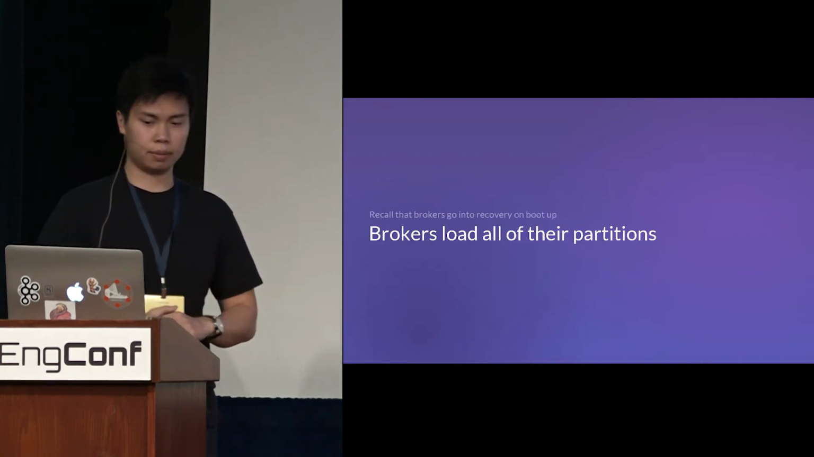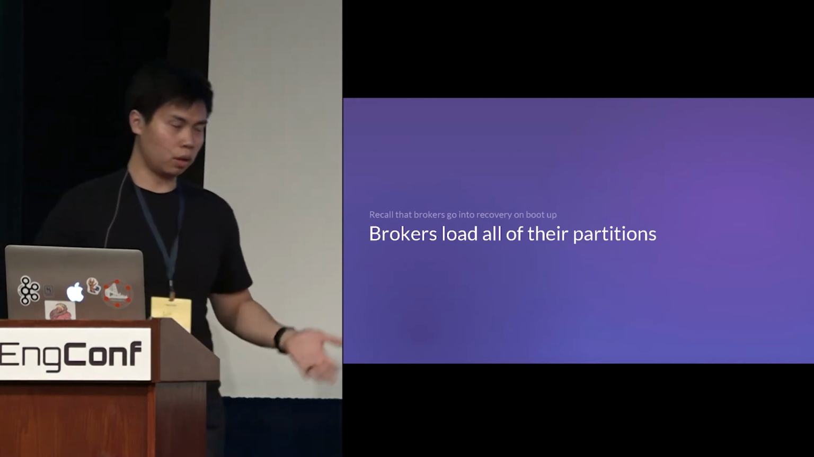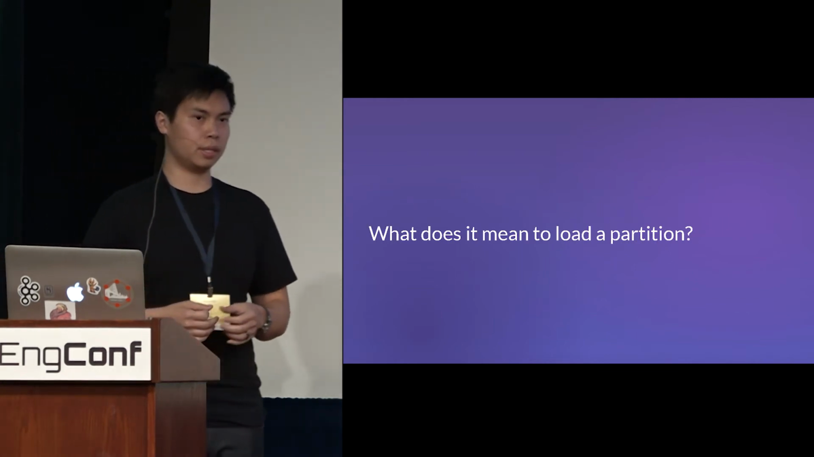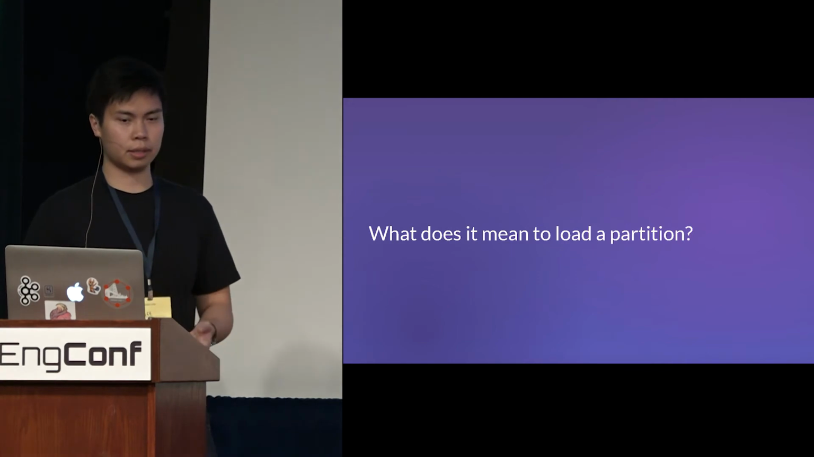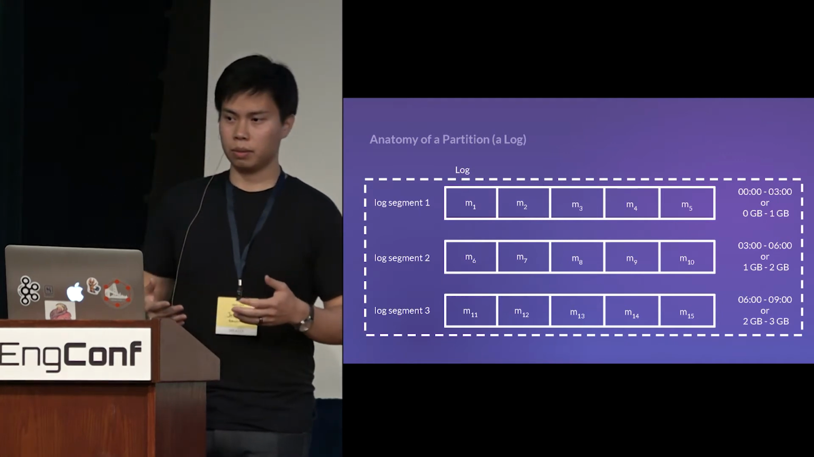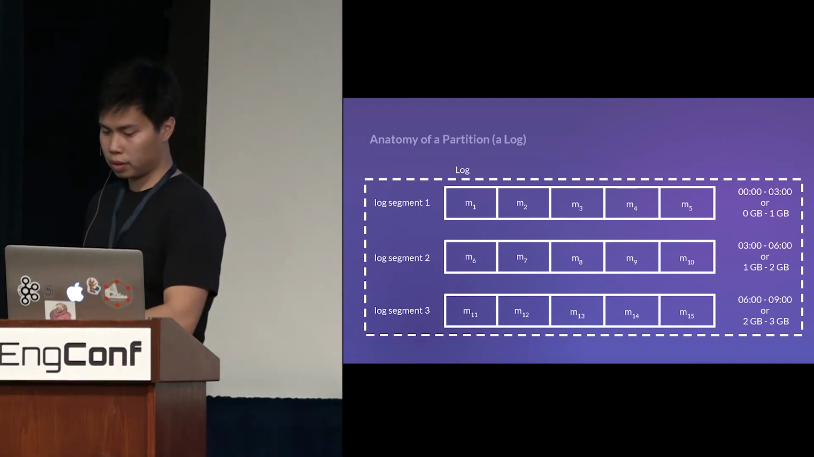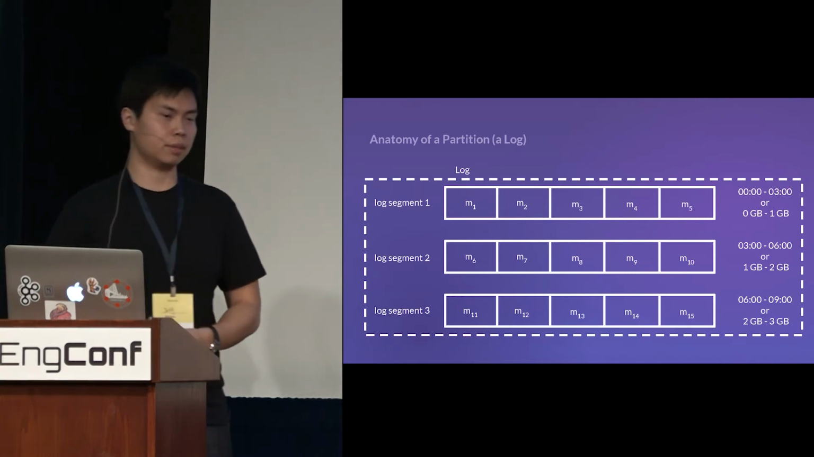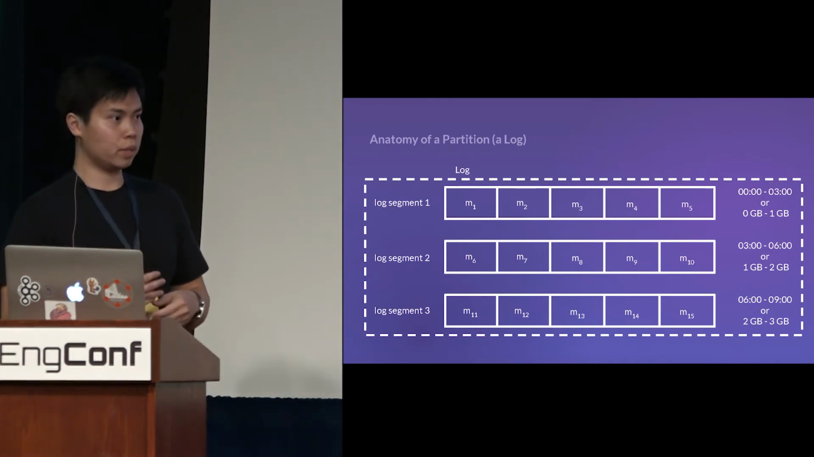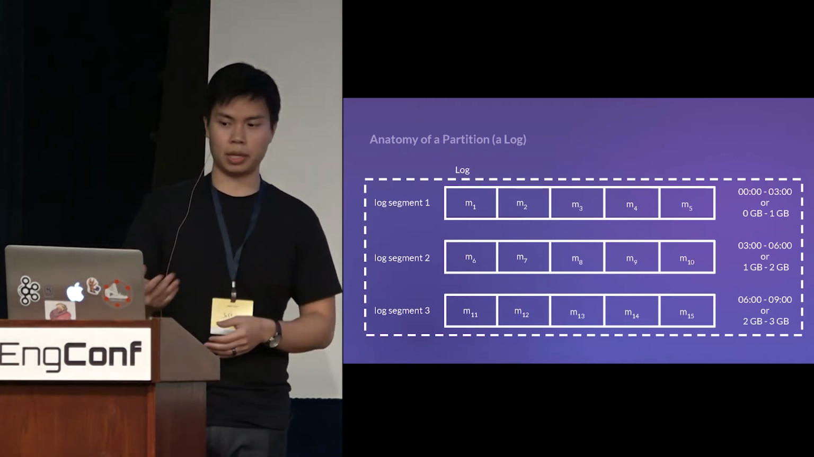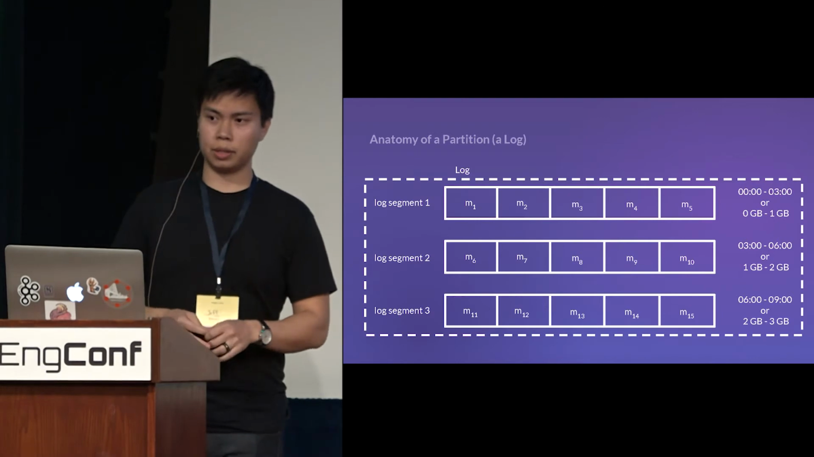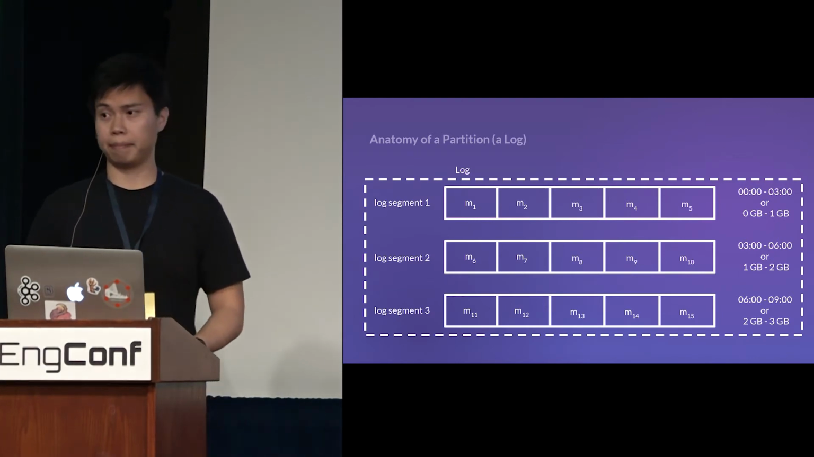So recall that when brokers boot up, they need to load all of their partitions. Now, if you think about it, what does it exactly mean to load a partition? How does this exactly work internally? So let's dig in. The anatomy of a partition, which is also sometimes called a log, consists of a sequence of many log segments. And these log segments are created under some frequency that's determined by when a log should be rolled, which is determined by either time or size. So if you look in the example here, if a log is rolled every 3 hours, then you'll end up with 8 log segments per day.